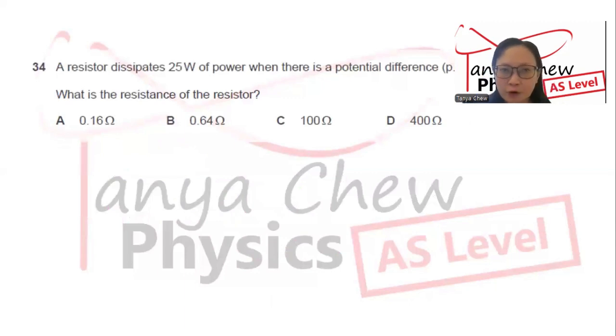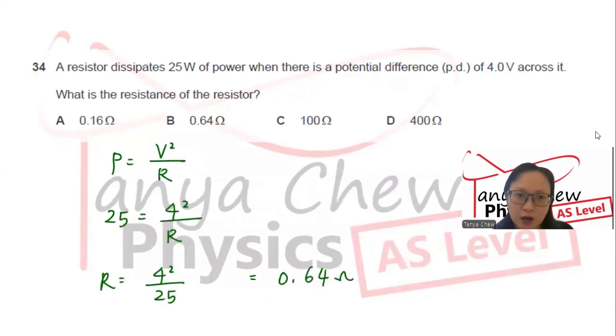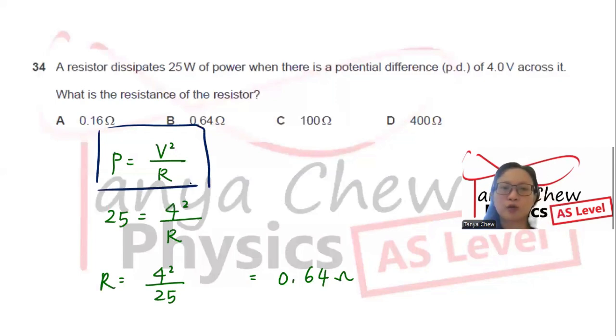Number 34, a resistor dissipates 25 watt of power when there is a potential difference, PD, of 4 volt across it. What is the resistance of the resistor? So how do you do it? I am using one of the equations of power. Power is equal to V squared over R. V is given, which is 4, you just square it. Power is given, which is 25. All you need to do is rearrange, making R the subject. You should get 0.64 ohm. B is the answer.